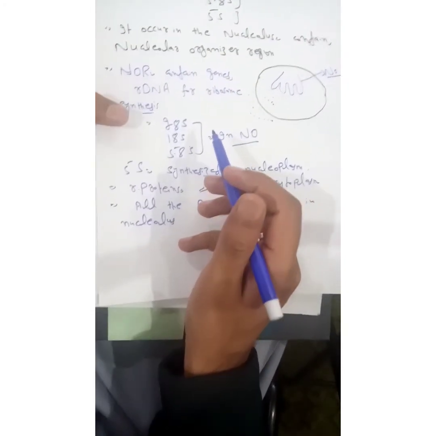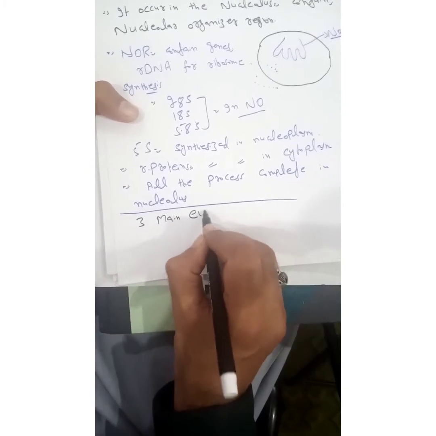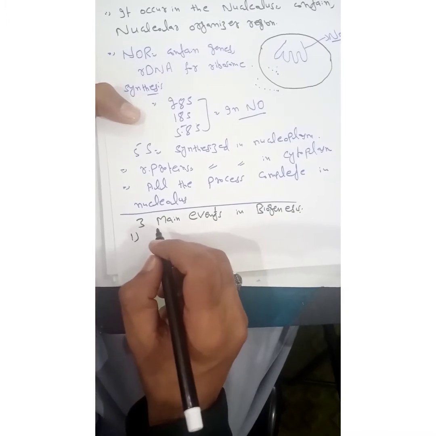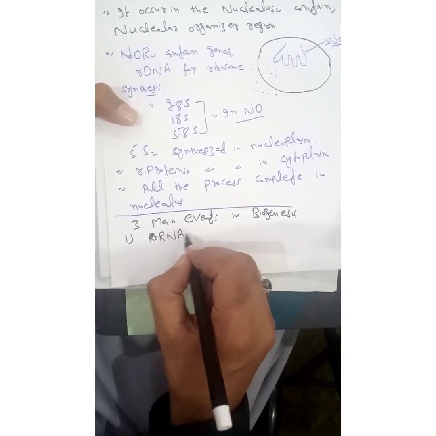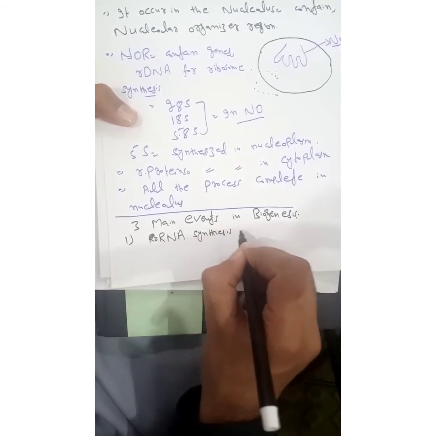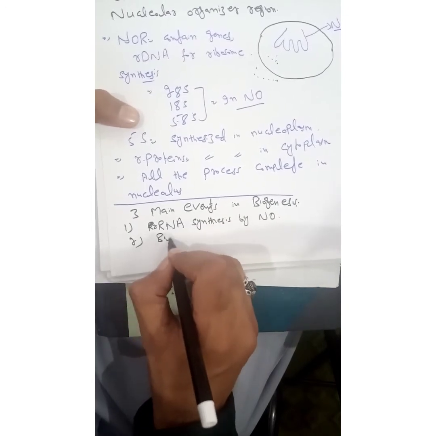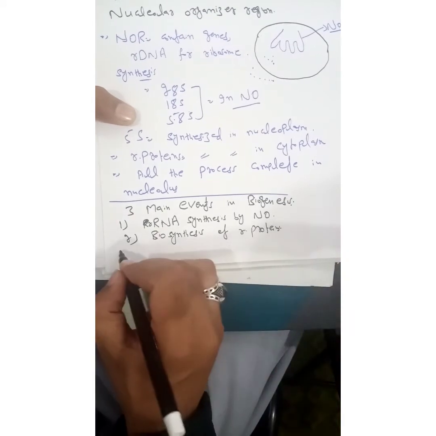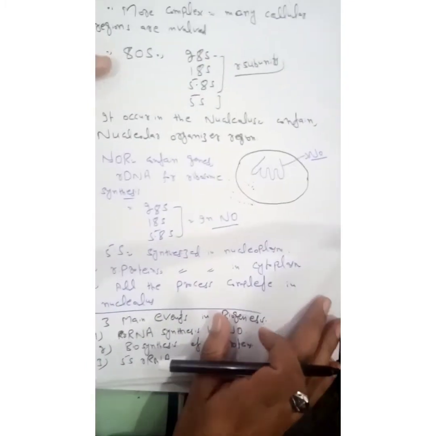Now there are 3 main steps. The biogenesis of eukaryotic ribosomes involves 3 main events. The first is ribosomal RNA synthesis by the nucleolar organizer, as I said earlier. The second is the biosynthesis of ribosomal proteins. And the third is 5S ribosomal RNA synthesis in the nucleoplasm. So these three are the main events in ribosome synthesis.